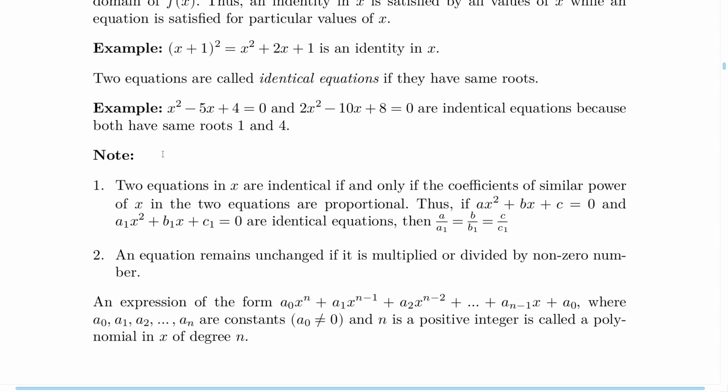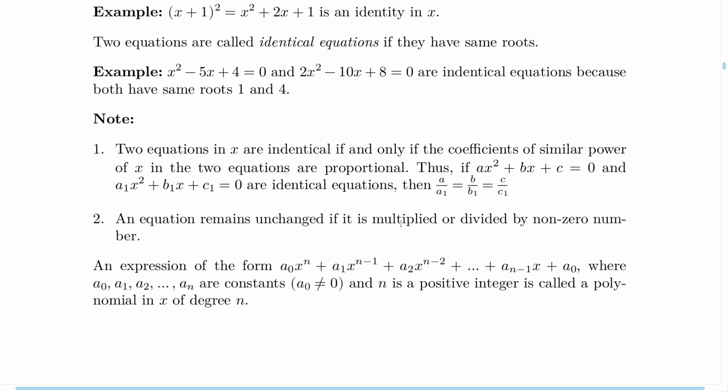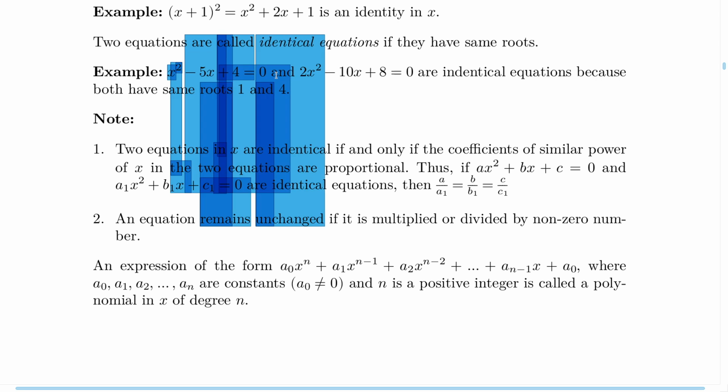Now we observe two points from this information. That is, two equations in x are identical if and only if coefficients of similar power of x in the two equations are proportional. Thus, ax square plus bx plus c is equal to 0 and a1x square plus b1x plus c1 is equal to 0 are identical equations. Then a by a1 is equal to b by b1 is equal to c by c1. An equation remains unchanged if it is multiplied or divided by a non-zero number. So essentially that was this example.